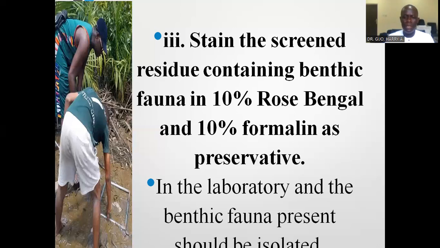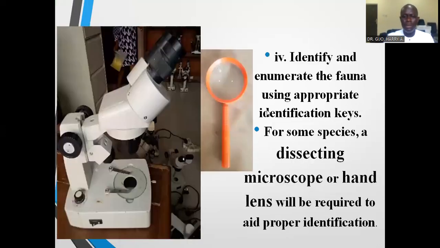In the laboratory, the benthic fauna present are isolated. When you get to the laboratory, you isolate the benthic macrofauna. Sort them into various types, like all the periwinkles, Tympanotonus fuscatus will go to one side, Pachymelania fusca one side, Pachymelania aurata should be taken to one side.